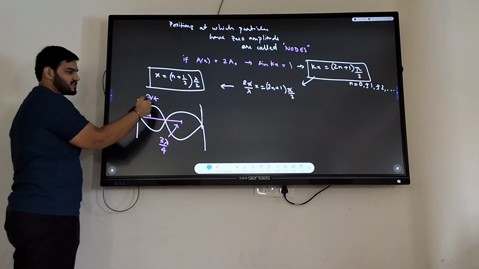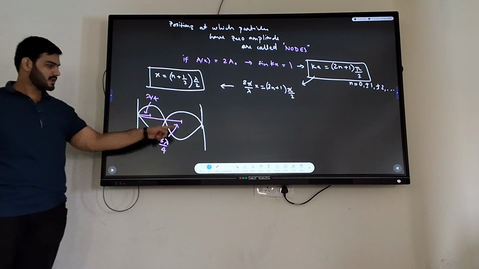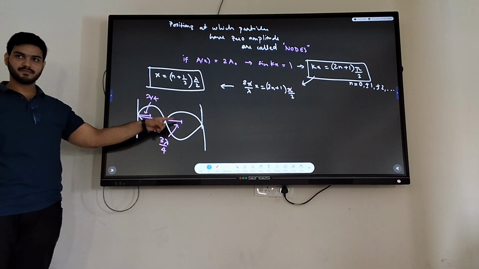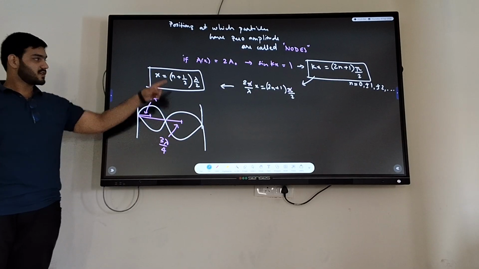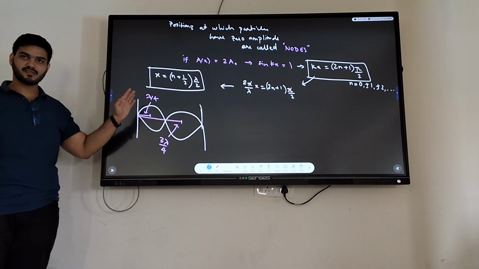बताओ. n equal to 0 डालूंगा, then I am finding the solution. n equal to 1 डालूंगा, then am I finding? Yes. So at these positions, am I finding the maximum amplitude? Yes. So did you get the sense of what is happening?